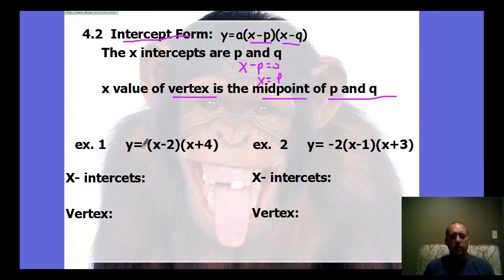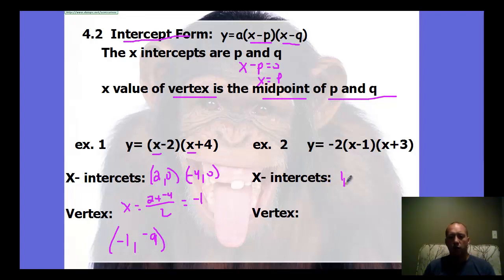So a couple examples here for these two zeros. If we find the x-intercepts, they would be (2, 0) and (negative 4, 0). The vertex is the midpoint between those. So to find the x value of that vertex, I can add together and then divide by 2. Negative 2 over 2 would be negative 1. Then I have to plug in this negative 1 to solve for the y. Negative 1 minus 2 is negative 3. Negative 1 plus 4 is 3. So negative 3 times 3 is negative 9.